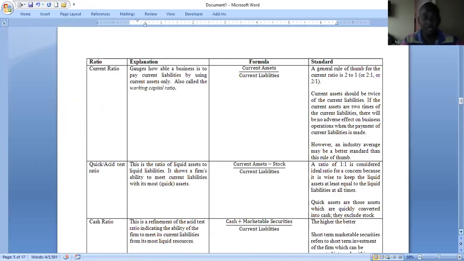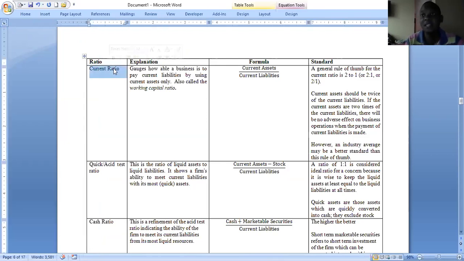So we first begin with some of the liquidity ratios that measure the liquidity of a business. So one of the liquidity ratios is the current ratio. The current ratio measures the liquidity of a business, the ability of the business to convert its current assets into cash in order to pay all its current liabilities. So it gauges how a business is able to pay current liabilities by using its current assets only. It's also known as the working capital ratio. The formula of current ratio is equal to current assets divided by the current liabilities.